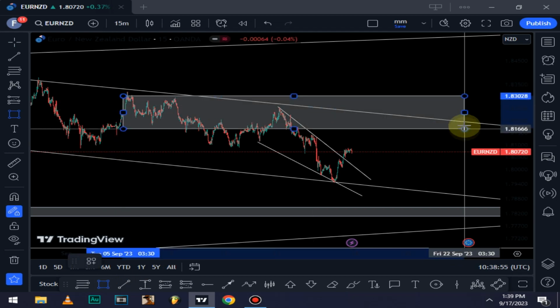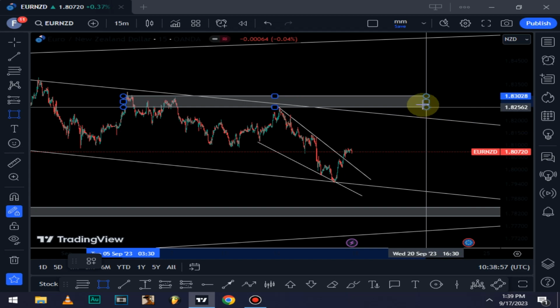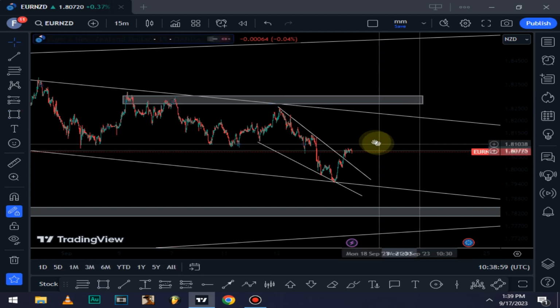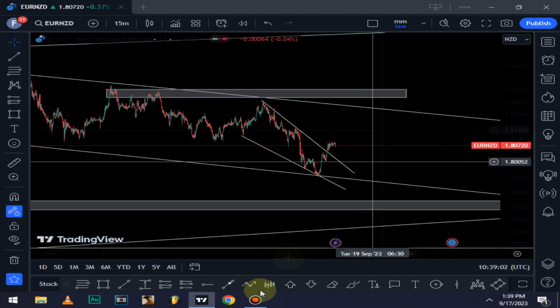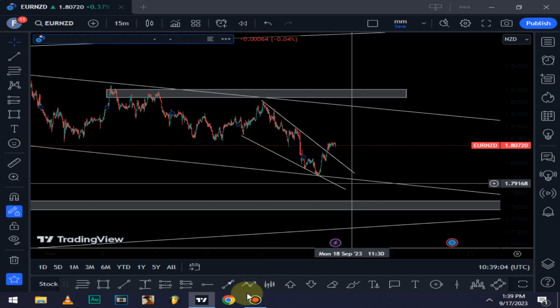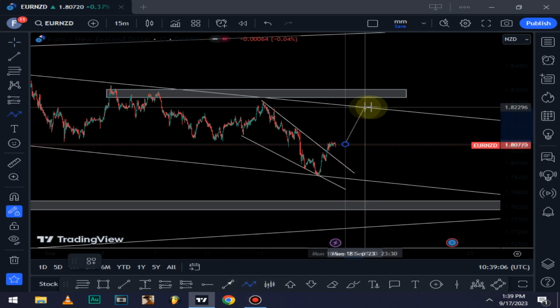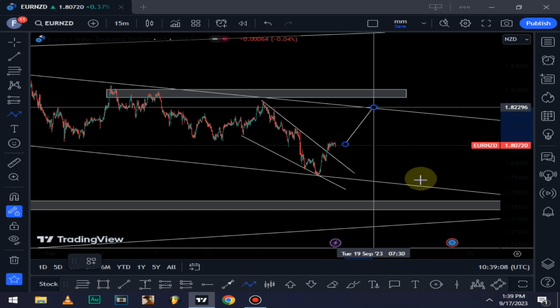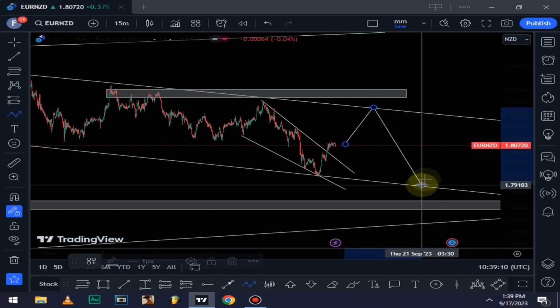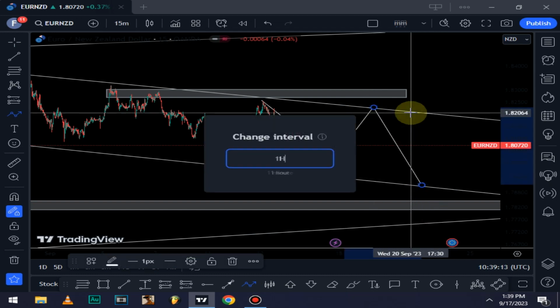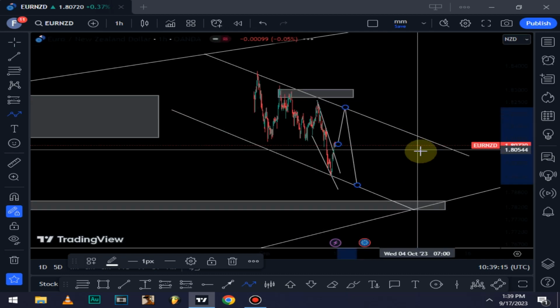We have this highest zone over here. So all we need to do is wait for price to come back and retest this zone. As you can see, price has already started doing that. We just need price to go back before making our sell entry. Let's head over to the H1.